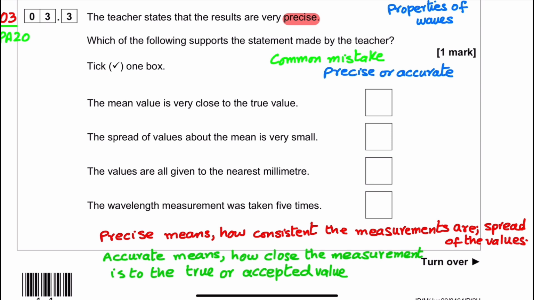The spread of the values above the mean is very small, which means the values are very consistent. So the correct option is number 2.